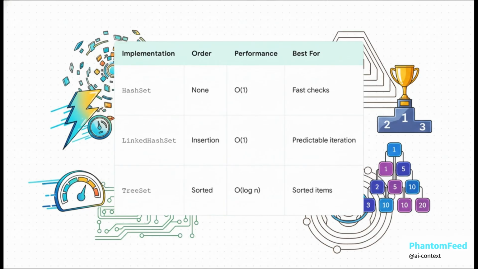Well, that's what LinkedHashSet is for. And if you need your unique items to always be sorted, like for a high-score leaderboard, TreeSet has you covered. Its performance is O(log n), which is still incredibly fast. It just means it gets a tiny bit slower as the set grows huge.